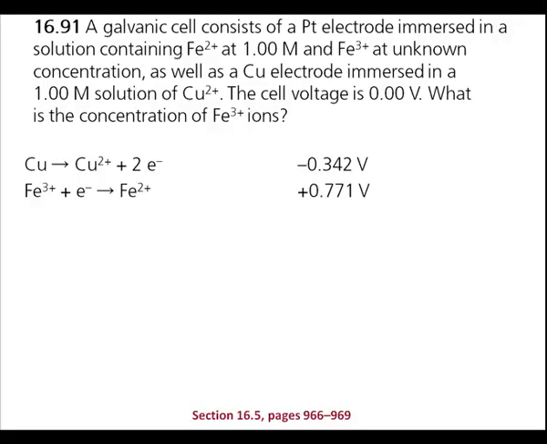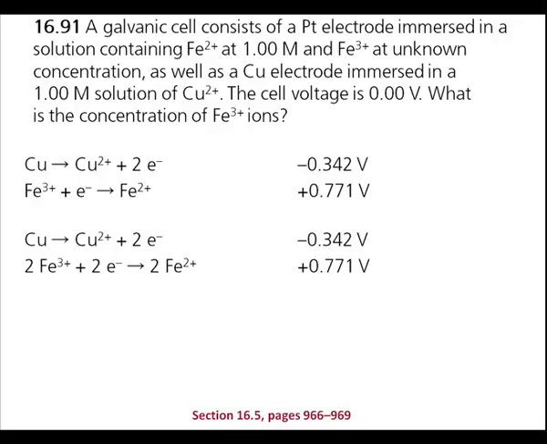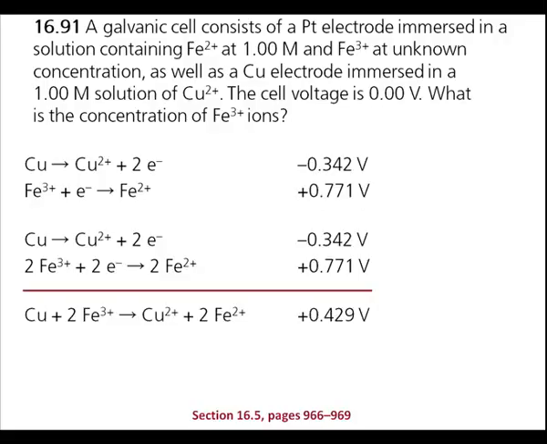In order to calculate the overall cell reaction, which we'll need later on in the problem, I'll need to multiply the reduction reaction through by 2 so that both the oxidation and the reduction have 2 electrons. Note that when I did this, I did not multiply the reduction potential by 2. The overall reaction then is the oxidation of copper and the reduction of Fe3+ to Fe2+, and the standard potential for that reaction is plus 0.429 volts.